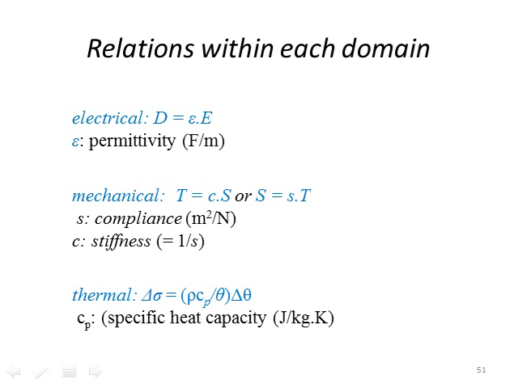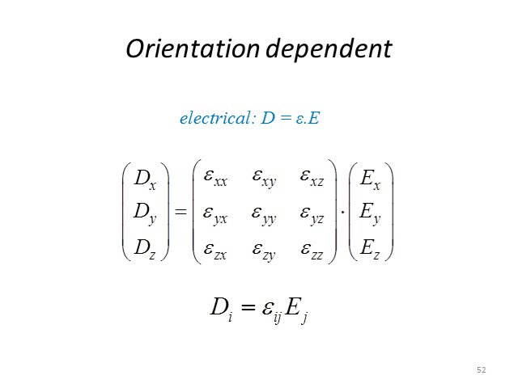Now, the relationships between each domain. In the electrical, we have the dielectric displacement is equal to the permittivity times the electric field. And remember that this is for the conjugate pair, so we're not considering the polarization in this case. Mechanical, stress is equal to a stiffness times a strain, or the strain is equal to a compliance times the stress. And in the thermal, the change in the entropy is equal to the density times the specific heat capacity divided by the temperature, that term multiplied by the change in the temperature, delta theta.